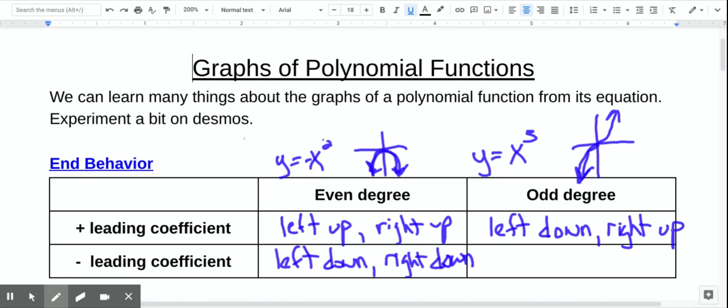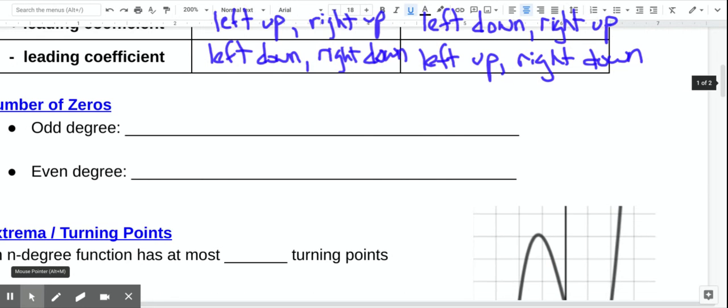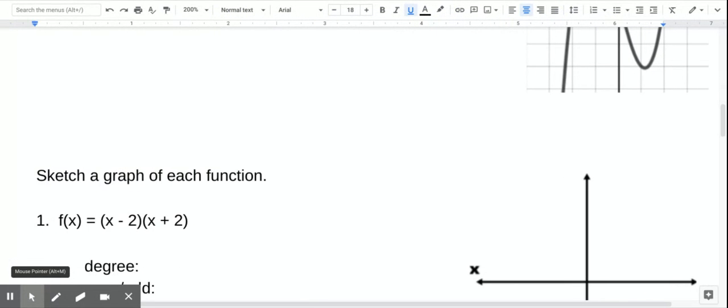Now, if we switch that, if we make it y equals negative x cubed, that takes our seaweed the other direction. Okay, so that flips it so that its left is up and right is down. Okay, so that's going to tell us what's happening at the ends of our graph. Now, we might have some crazy things happening in the middle, just depending on what's going on, but that's a good start for us.